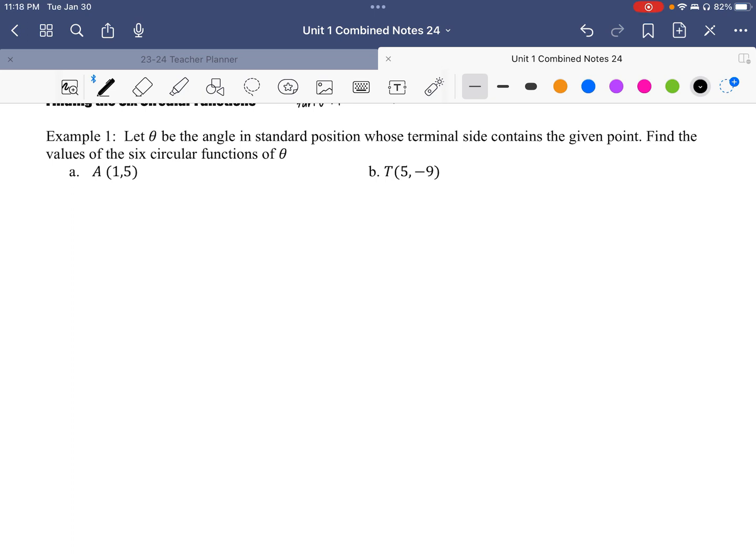So the first thing I'm always going to do is draw this out. If I have the point 1, 5, that point is right here. Okay, that's A. And all I really know about theta is that theta is the angle in standard position, meaning it has an initial side along the x-axis, and it has a terminal side right there, and theta is the angle in between them.